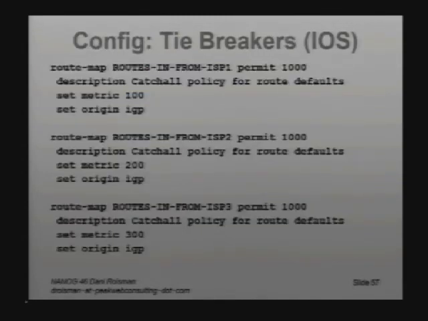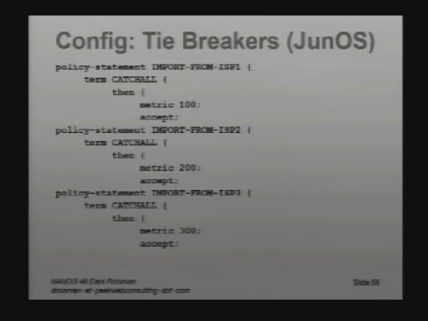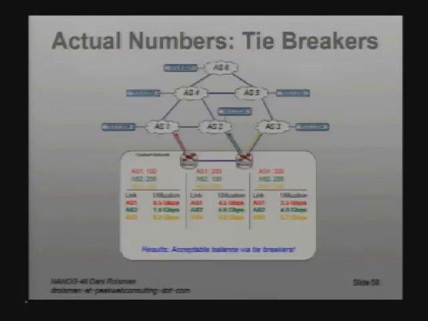Here's how you configure the tiebreakers. In the Cisco world, in IOS, you'll have one inbound policy per ISP. And in this case, ISP1 will get a metric of 100, ISP2 metric of 200, ISP3 metric of 300. Very simple. In Junos, just as easy to do, your catch-all term, metric 100, 200, 300.